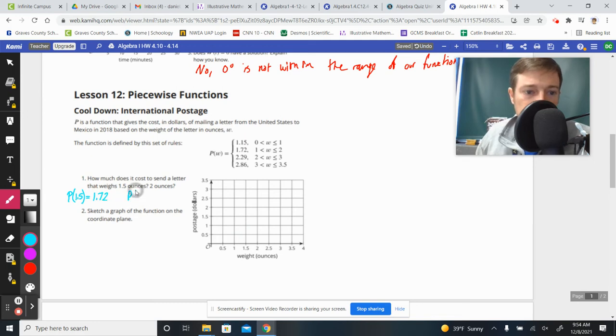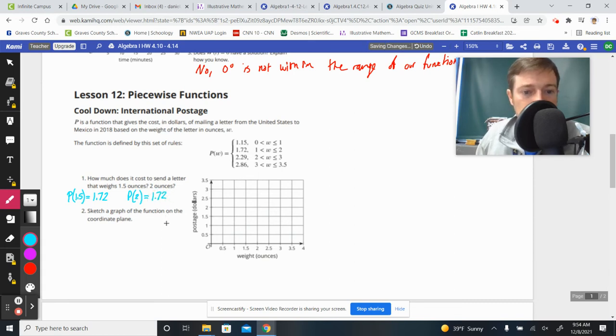If I have P of 2, or I have postage of a letter that weighs 2 ounces, which interval would that fall in? Is it this one? Because they both involve 2. This one, the third one, says the W has to be greater than 2. This one says it has to be less than or equal to 2. Well, if it's equal to 2, then we go to the $1.72 interval. So it's still going to cost $1.72.